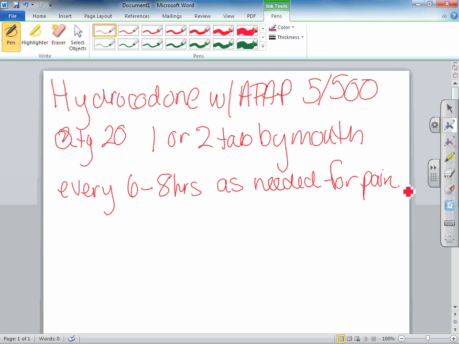Just to give you a little background, hydrocodone with APAP is basically a combination of hydrocodone, 5 milligrams, and extra strength Tylenol, 500 milligrams. And it's all in one tablet.